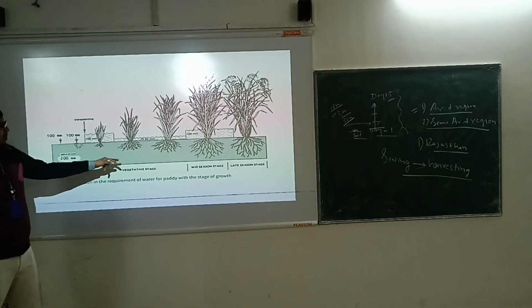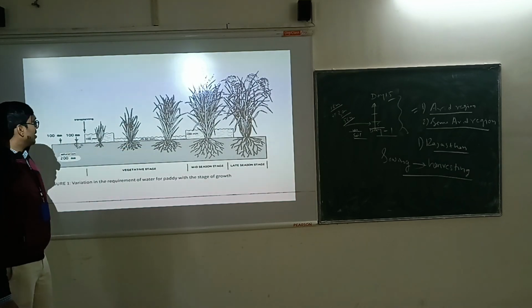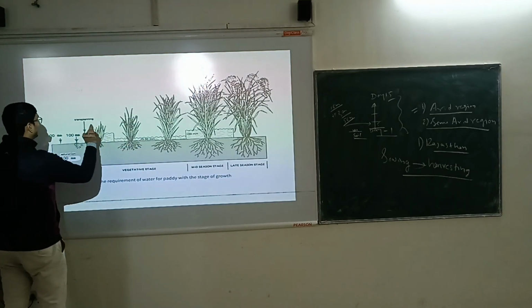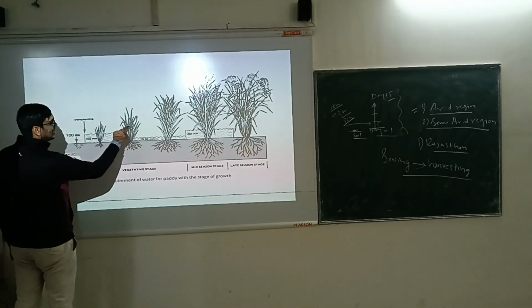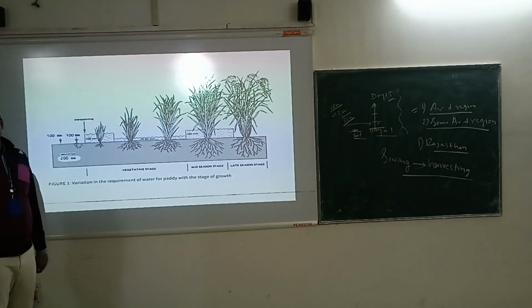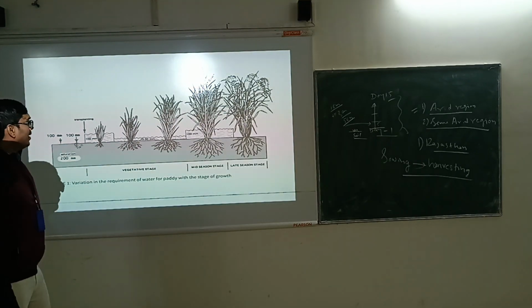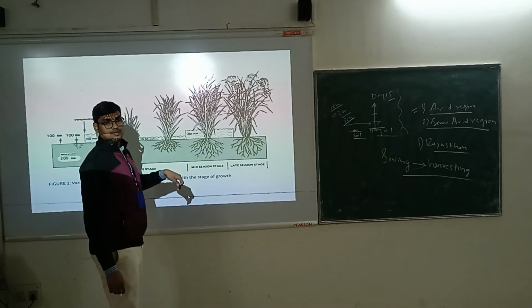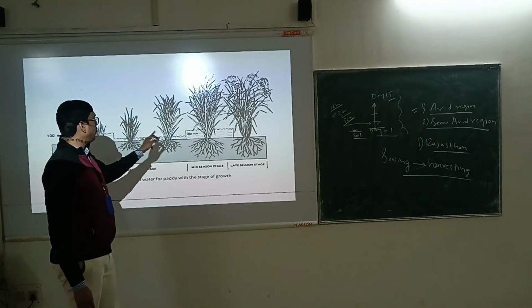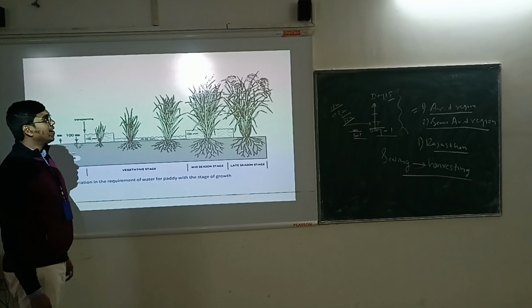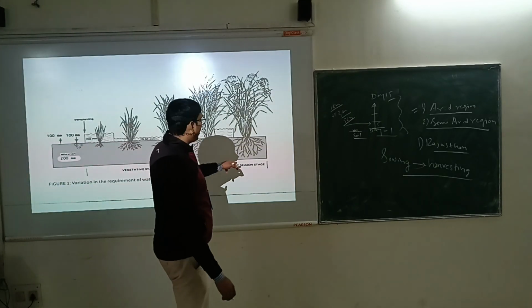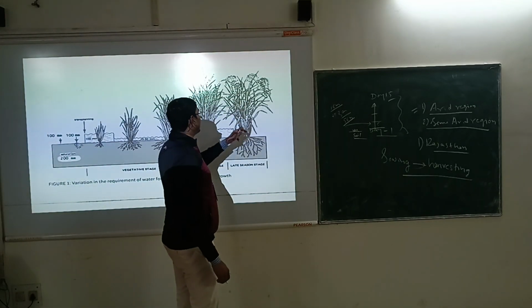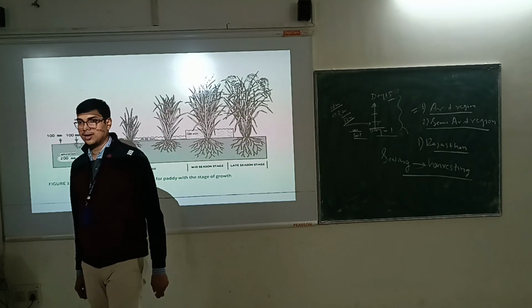Then the middle step is 20 to 50 mm. That means the first time is the first interval, and in the second interval 20 to 50 mm water is required. And in the third interval, again the requirement of water is 100 mm, so it is much more than the previous one. And in the last stage, the late season stage, there is no requirement of water.